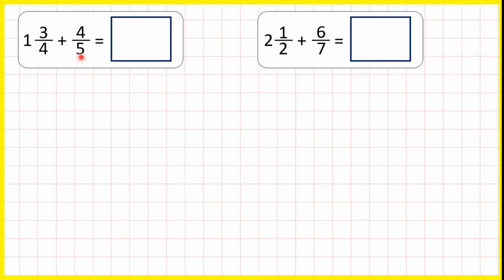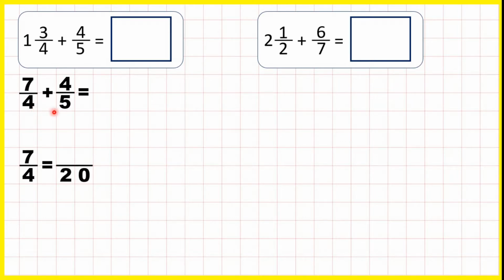So here we're adding a fraction to a mixed number, but this time we're going to answer the question by changing our mixed number to an improper fraction. So as an improper fraction, 1 and 3/4 is 7/4, because 1 times 4 is 4, plus 3 is 7, the denominator stays the same. And we're still adding 4/5. But we know that to add fractions, we need the denominators to be the same.